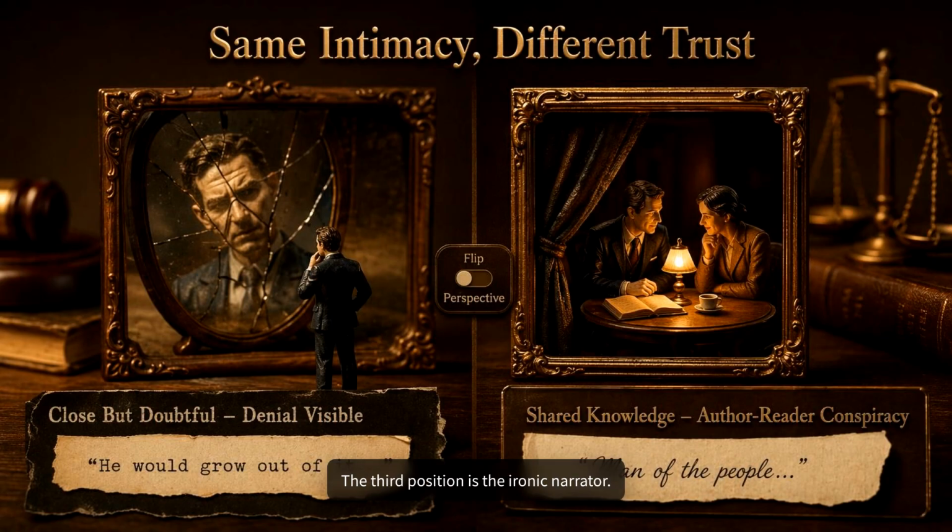The third position is the ironic narrator. Here, the reader and author share knowledge that the narrator lacks. This is often comic or satirical, and it creates a kind of conspiracy between author and reader.